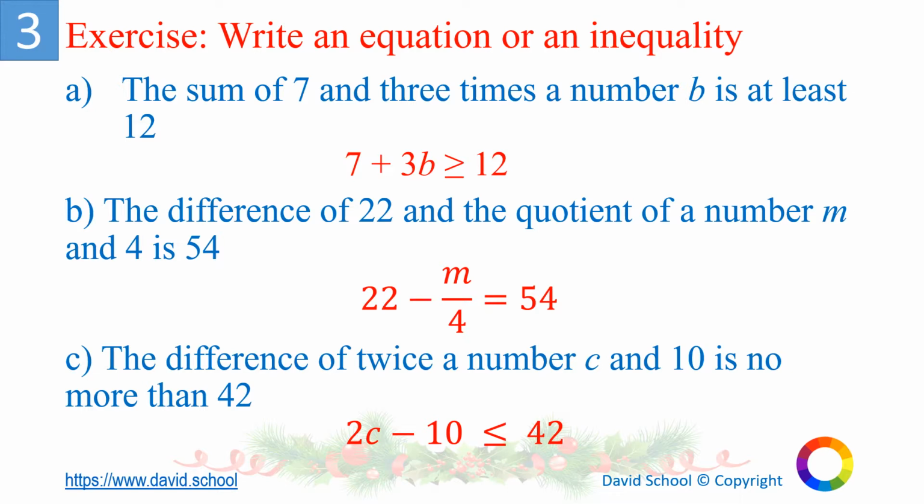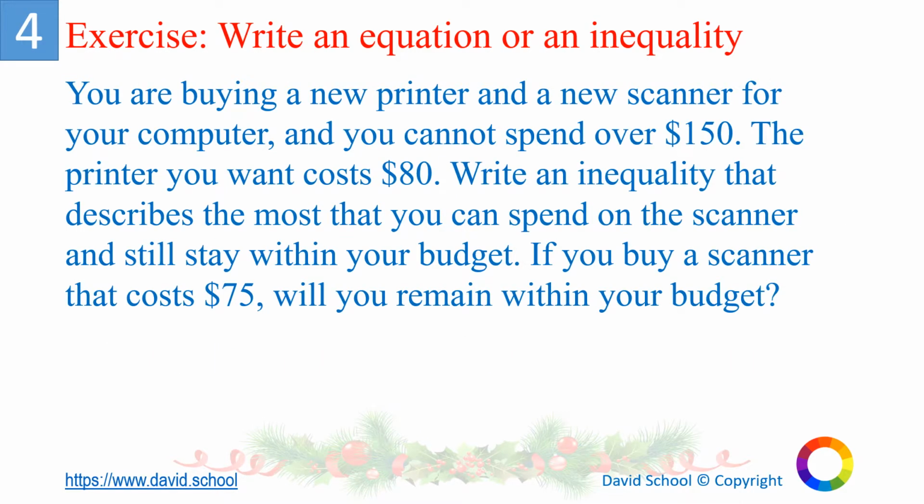Let us see an application. You're buying a new printer and a new scanner for your computer, and you cannot spend over $150, which means you can spend maximum $150 for a scanner and a printer. You can spend maximum $150 for both printer and scanner, which means 80 plus x is less than or equal to 150.